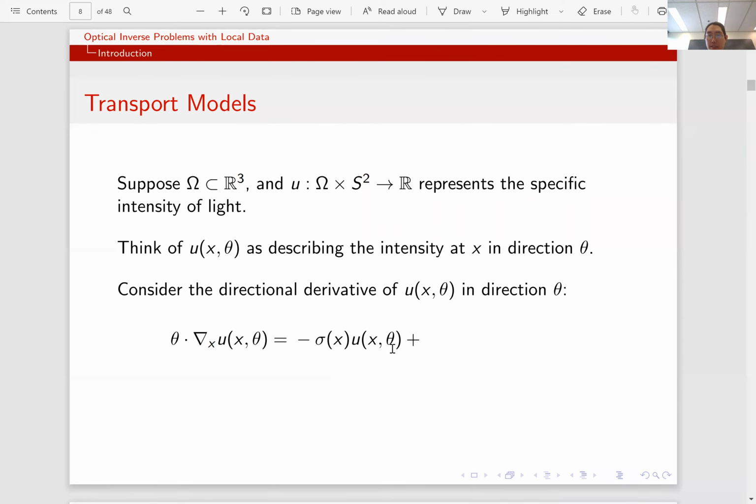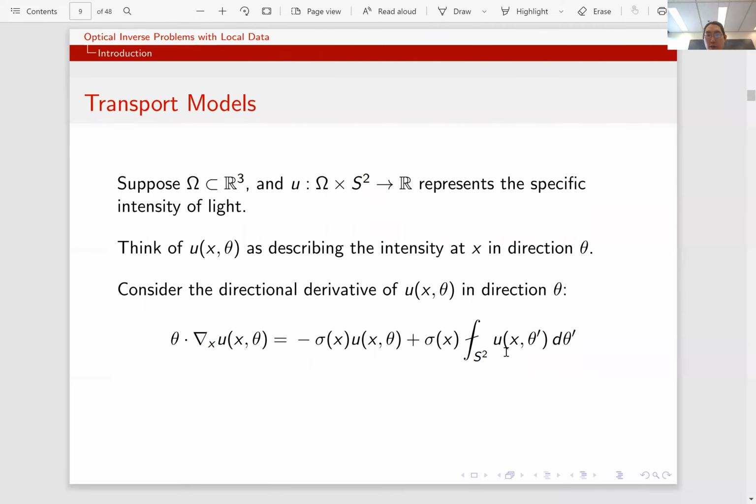And then you'll also gain something, because if you think about the light that arrives at x in all of the other directions θ', some of that light will be integrated up and then spit out in direction θ. Some of the light that arrives at x from other directions will bounce off and be added into your direction θ. So if you look at the directional derivative of u, you lose something and you gain something due to scattering. And the 2 terms look a little bit like this. I want to mention that you can make this model a lot more complicated.